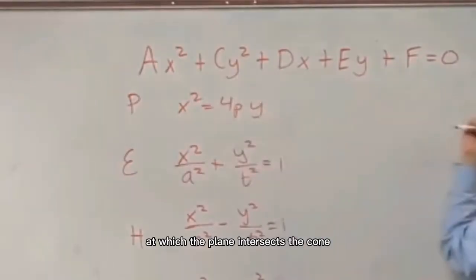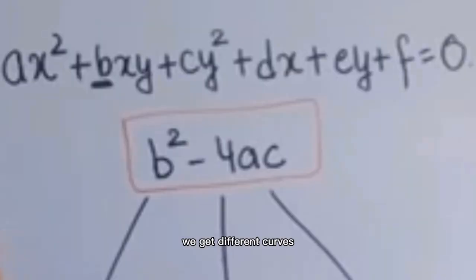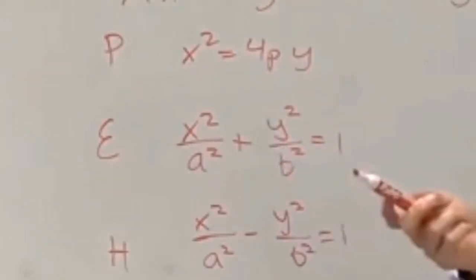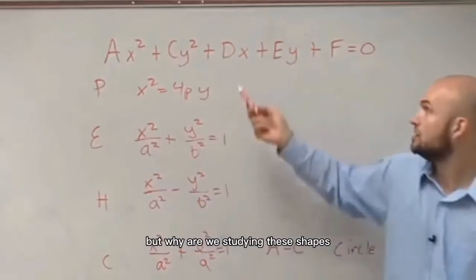Depending on the angle at which the plane intersects the cone, we get different curves. But why are we studying these shapes?